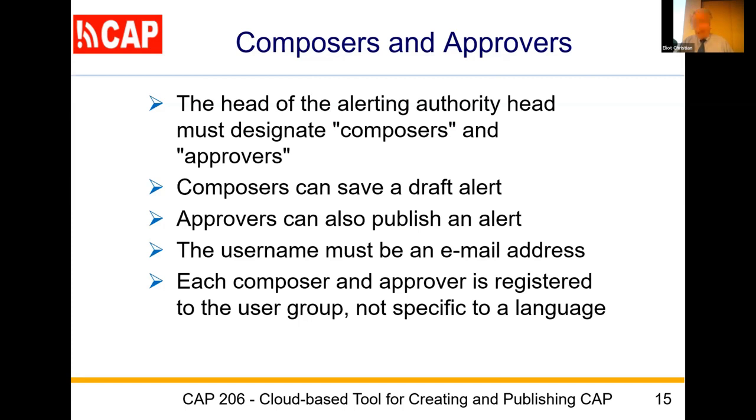Remember, the username is the user's email address. And the username and password for each composer and approver is registered to the whole user group for METEO in Amazon Web Services. So that is not specific to a language. If you, for example, are in Switzerland, which has 4 official languages, plus they use English, so they probably have 5, even though it's a little country, you would use the same username and password, whatever language you're working on within that country.